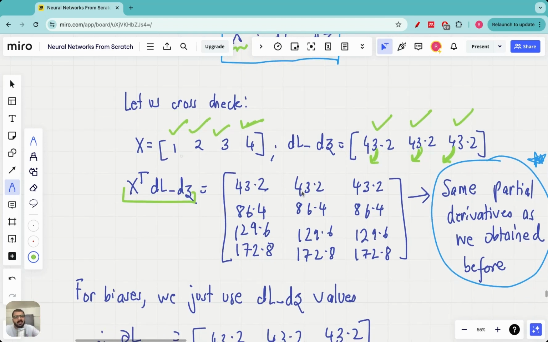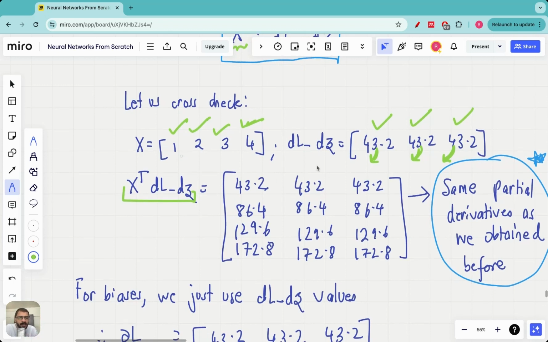Hopefully this will give us the same partial derivatives we obtained before. So these are the derivatives which you obtain here. As I told you before, the first column gives us the derivatives of the first neuron weights. The second column gives us the derivatives of the second neuron weights. The third column gives us the derivatives of the third neuron weights. Just keep these values in mind: 43, 86, 129, and 172.